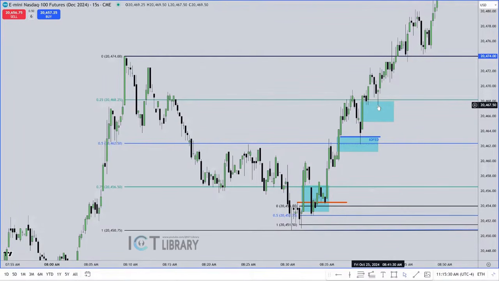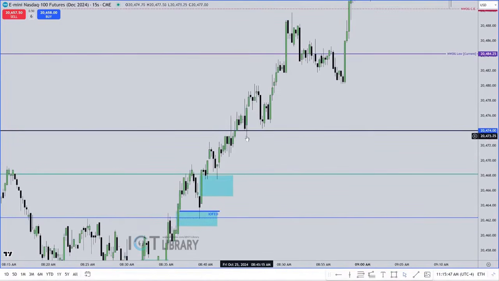Now the market then leaves this range and breaks above the dealing range here, and then we're going into what? Into that 9 o'clock hour.